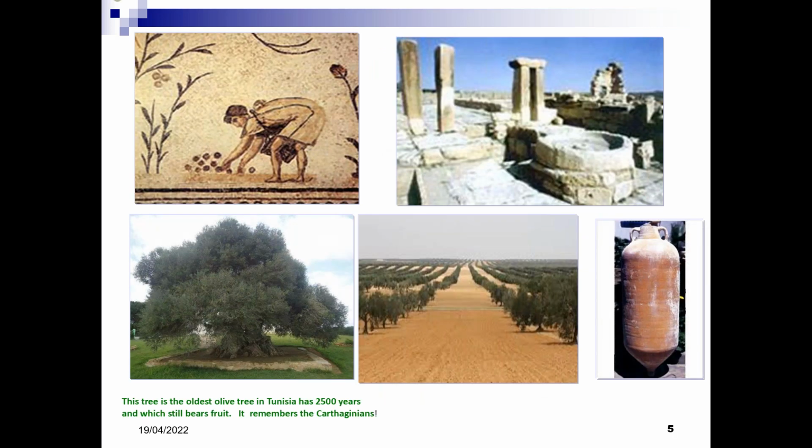This can show you some photos about the monuments that we can find in Tunisia. It tells that olive is a very old cultivar, a very old culture in our country. And this is an old manufacturer monument and the container where we stored olives. And on the left, you can see the oldest olive tree, which is about 2,500 years old. It's a very old tree.